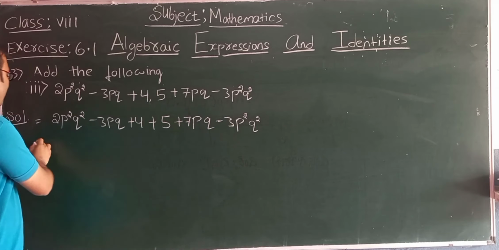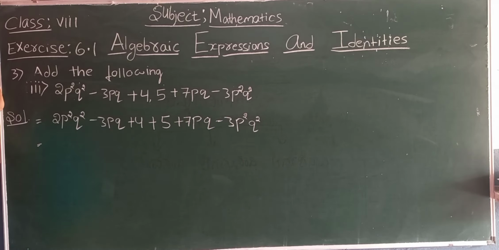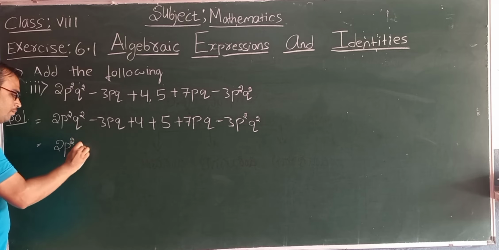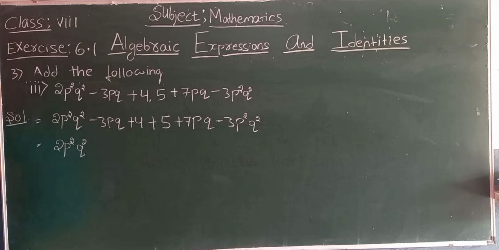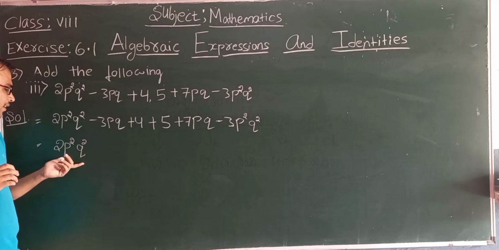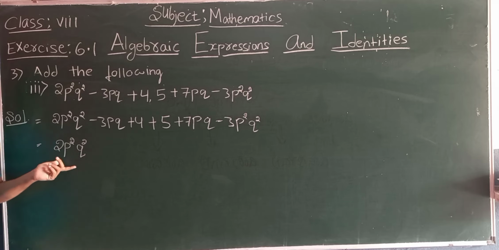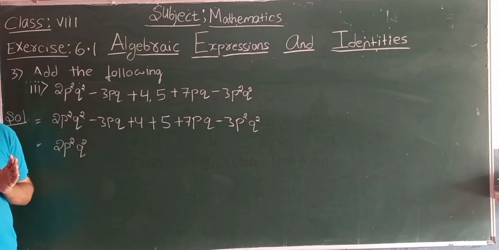Okay students, so now what is the next step? We need to group the like terms. First write this one. So with respect to this one, don't worry about the numbers, whatever the number may be, just see the variable part. So what is the variable part here? P square q square.